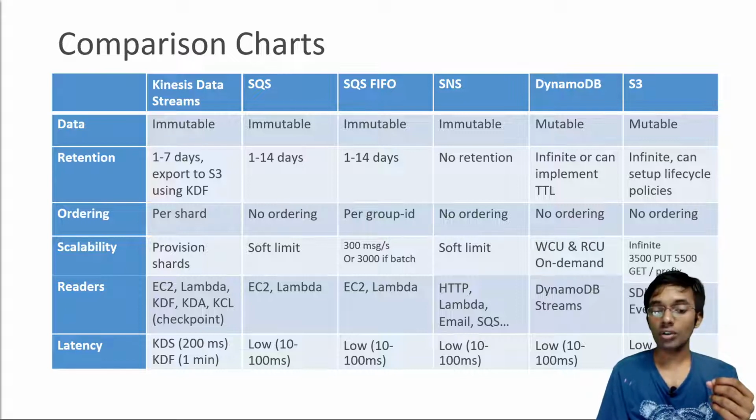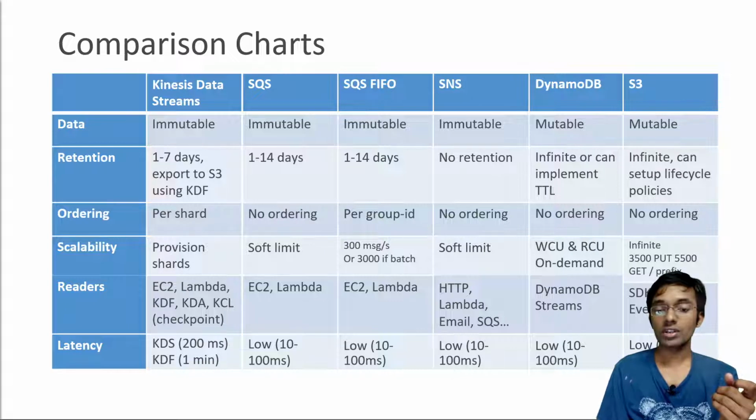There's no ordering in S3, and for scalability we get about 3500 puts per second and 5500 gets per second per prefix, and the storage itself is infinite. And then the readers of S3 can use the SDK. You get a specific object, or we can use S3 events to get notified whenever an object is inserted into S3. In terms of latency, it is also quite low, between 10 to 100 milliseconds.